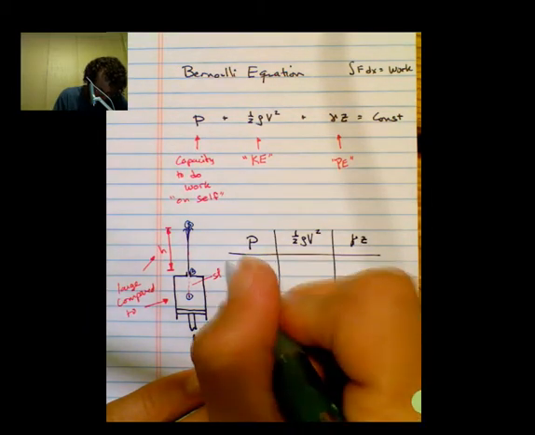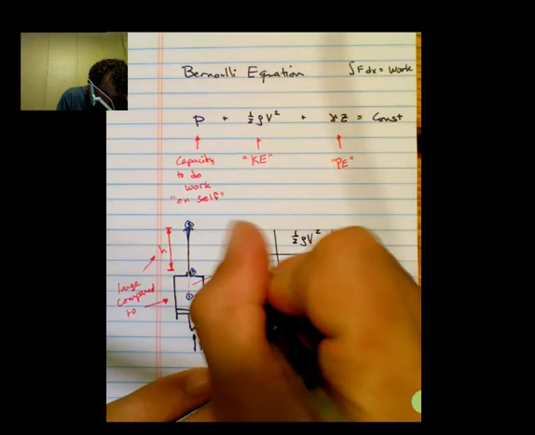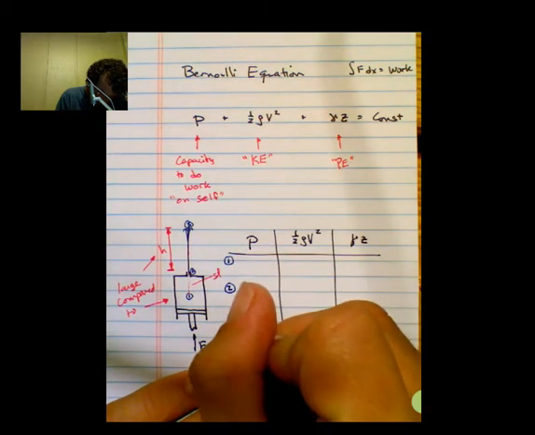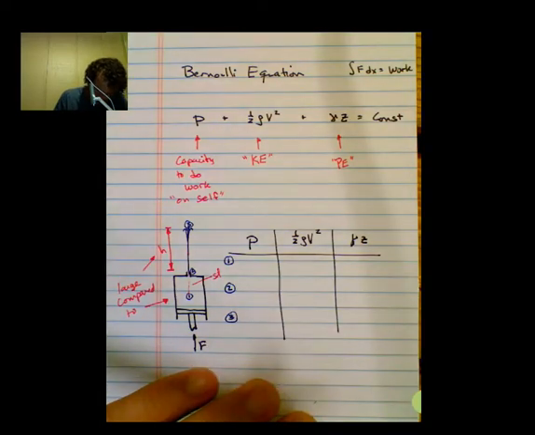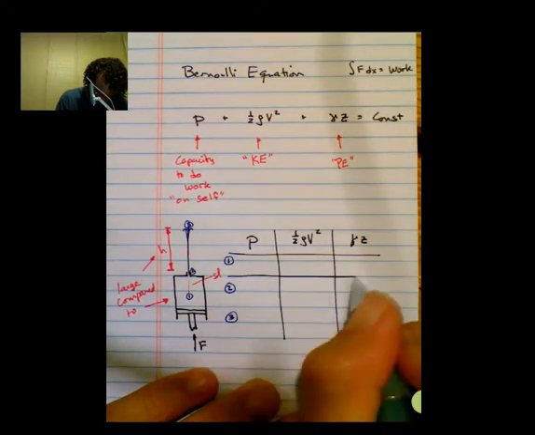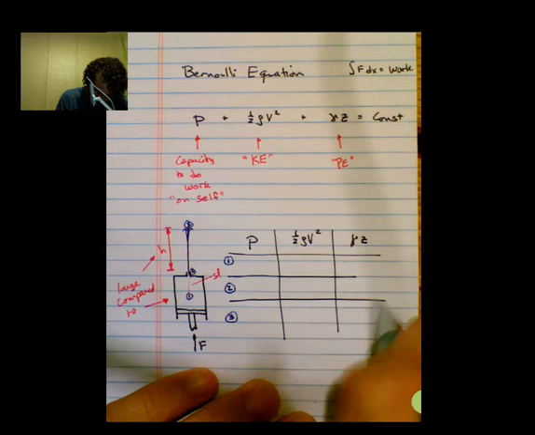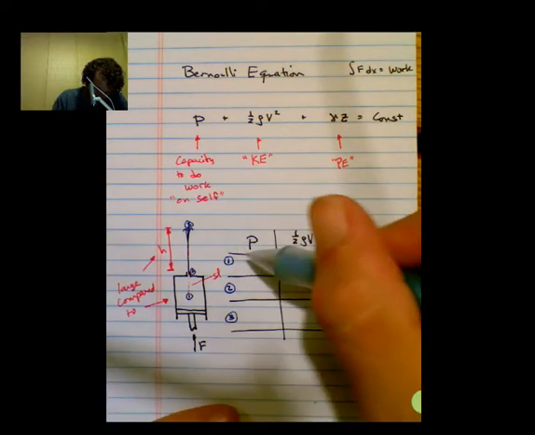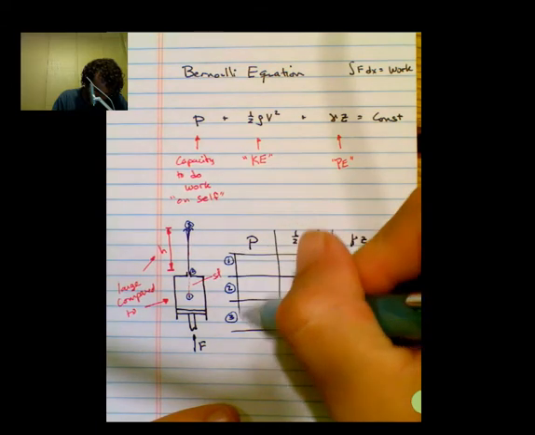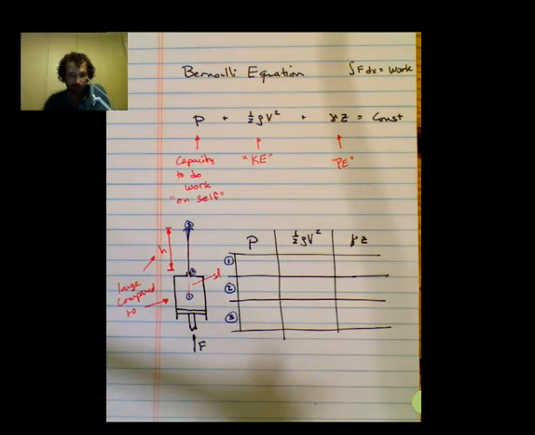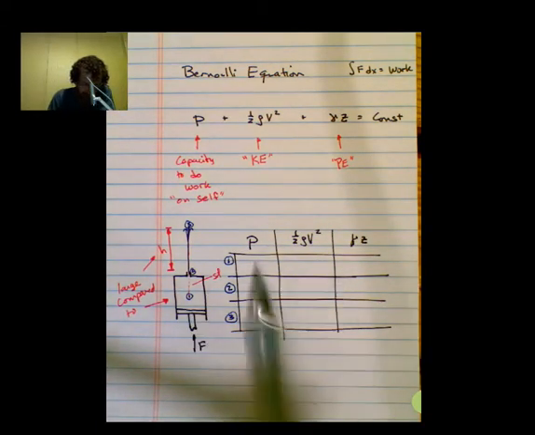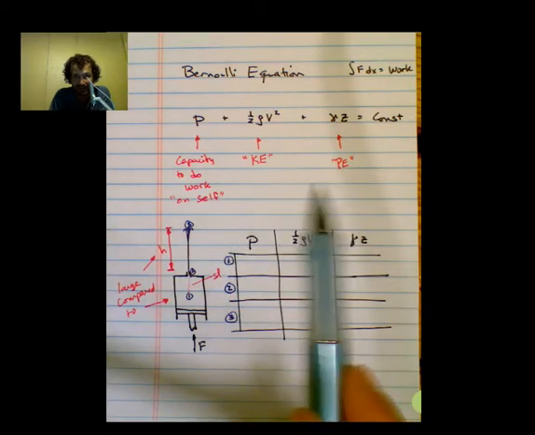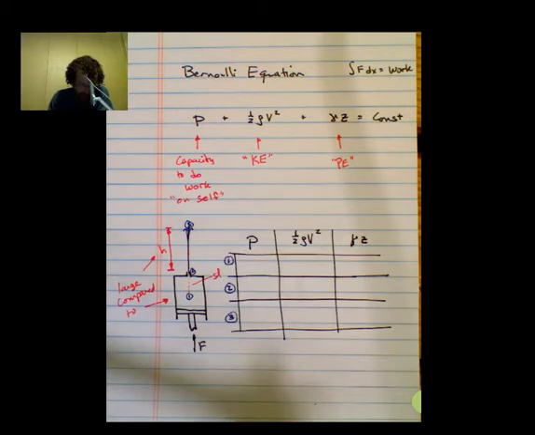And I'm going to want to look at points 1, 2, and 3. I guess I'll put a line down here too, separate them out. So the idea is I want to discuss kind of the conservation of energy that's more or less embodied in the Bernoulli equation here.